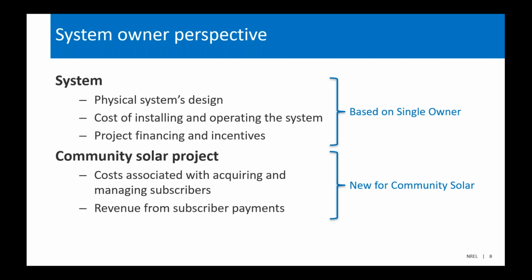So if you're already familiar with SAM, the system design, costs, financial parameters, and incentives will be familiar because the community solar inputs for those parts of the model are the same as those for the PPA single owner financial model. The new community solar model has additional inputs for the subscriber share and costs and revenue associated with the community solar project. So if you've been using the single owner model already for community solar projects, sort of hacking the current single owner model, the transition to this new community solar model should be easy.